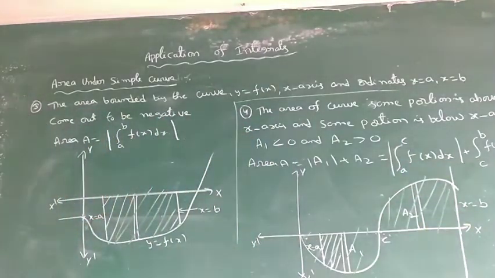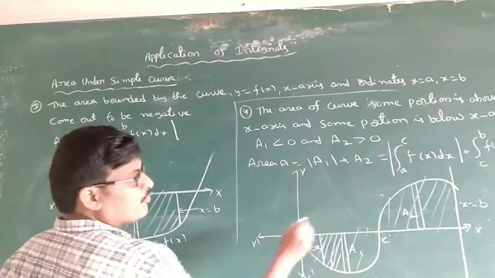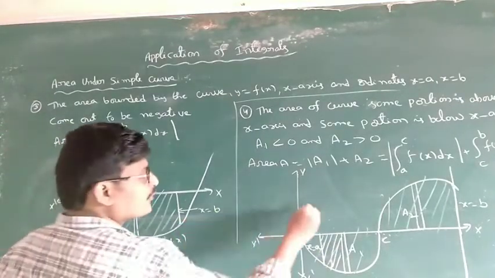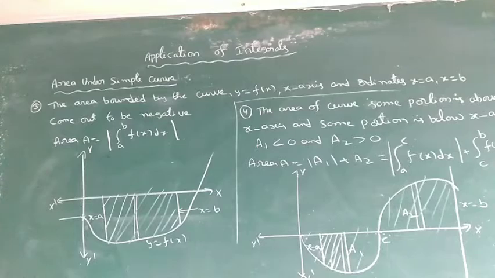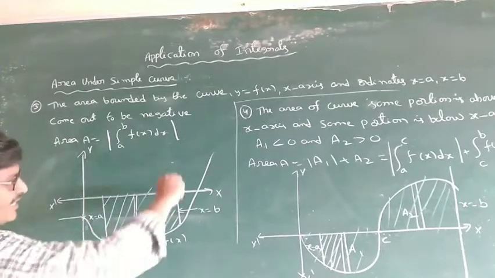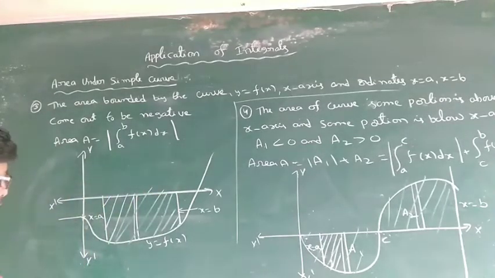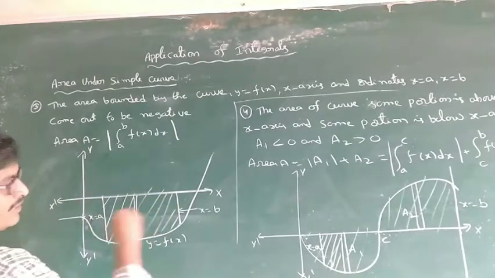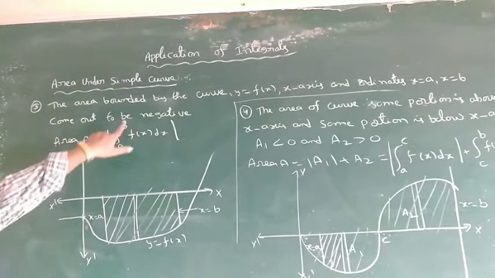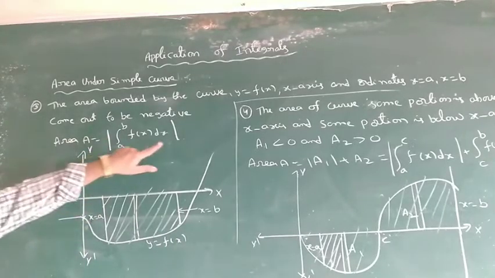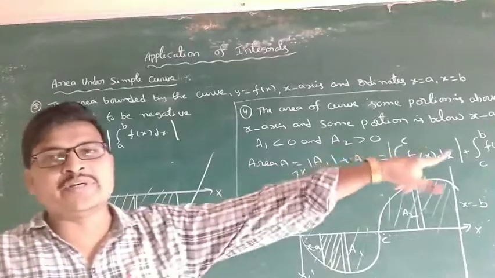What is the difference between figures 1, 2 and 3, 4, or for example the third and fourth? This has no cutting, no intersecting area. This is a plain area. The starting is A and the ending is B, so the limits do not change. Otherwise the limits convert into a sum of two limits.